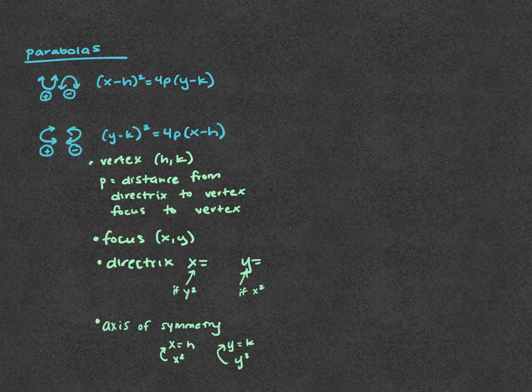Questions on parabolas? What about when the center is 0, 0? Then you would just not have the h and k. It would be x squared equals 4py, or y squared equals 4px. So if the vertex is 0, 0, then it's like that in the red.